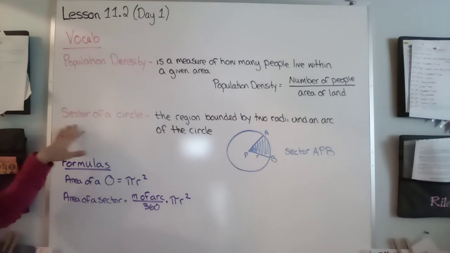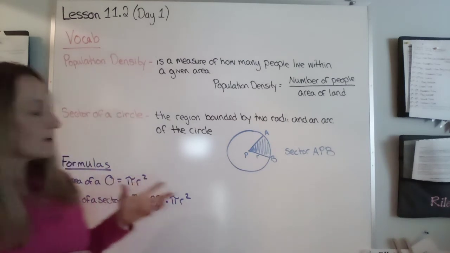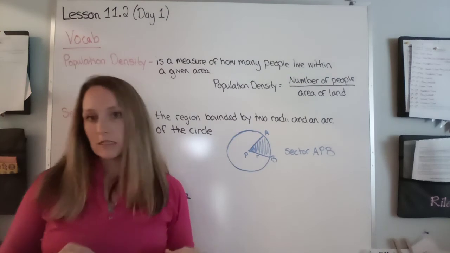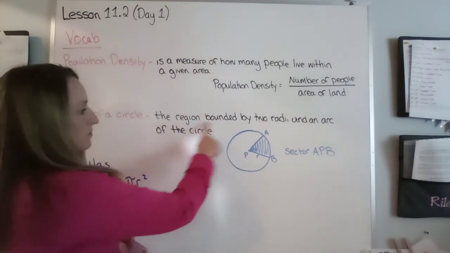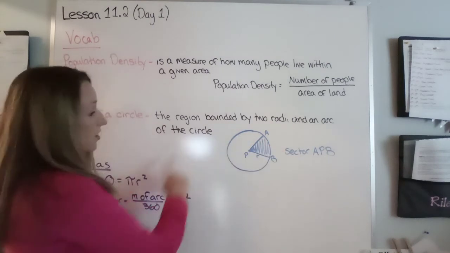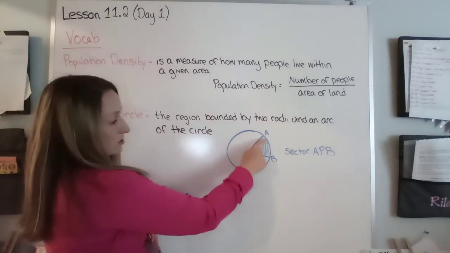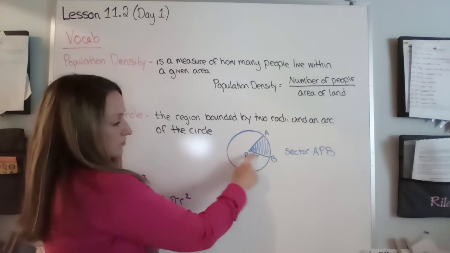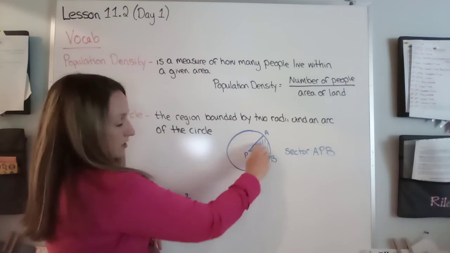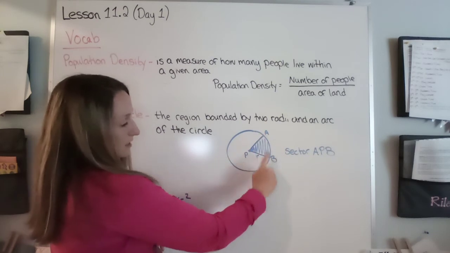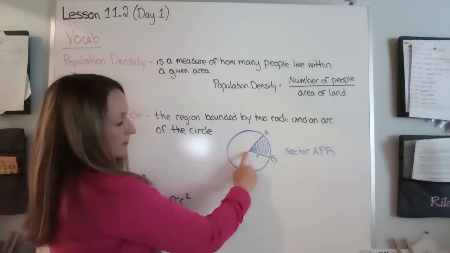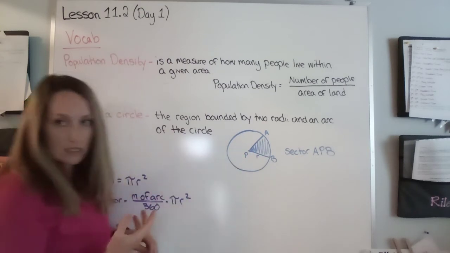All right, and then sector of a circle. When we talk about sector, think of like a piece of pizza, right? That would be a sector of a circle. Okay, so the region bounded by 2 radii and an arc of the circle. So here I have an arc of the circle, arc AB, my 2 radii. This region right there is called a sector, and we name it by using the 3 letters, sector APB. And it looks like a slice of pizza.